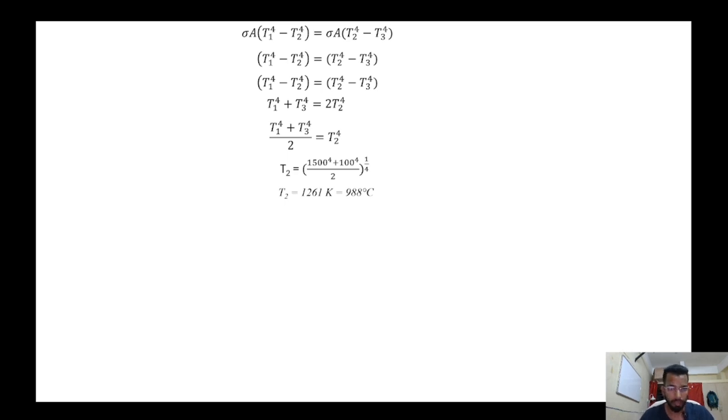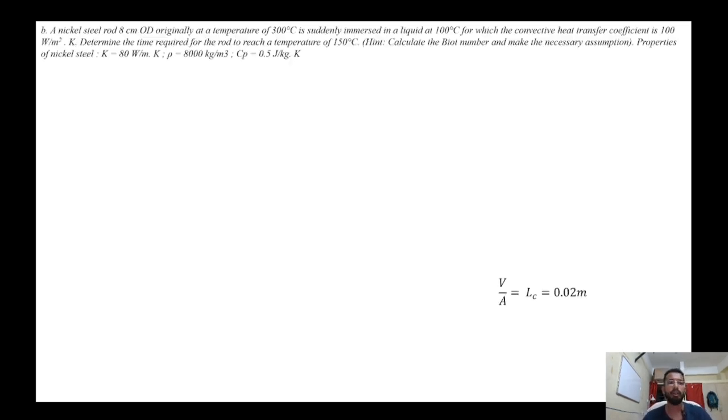Okay. So going to the next question. A nickel steel rod 8 centimeter outer diameter, originally at a temperature of 300 degrees Celsius. So this is the initial temperature of the rod, is suddenly immersed in a liquid at 100 degrees Celsius. This is the atmosphere. Atmosphere is a liquid of 100 degrees Celsius in which the rod is immersed. So TA will be 100 degrees Celsius, for which the convective heat transfer coefficient is 100 watt per meter square Kelvin. Determine the time required for rod to reach the temperature of 150 degrees Celsius. So we have to calculate the time at which temperature is 150 degrees Celsius. Okay, so the other values we have.